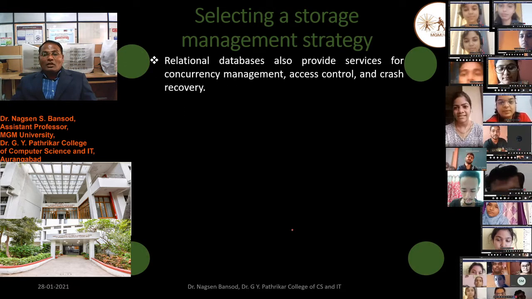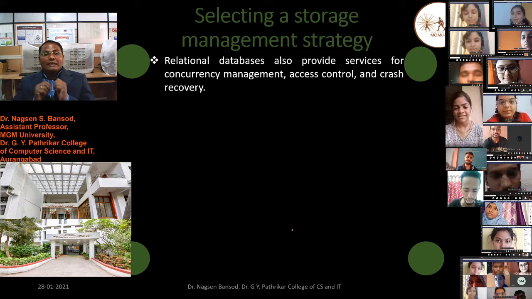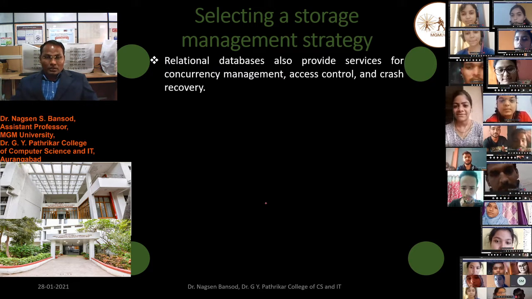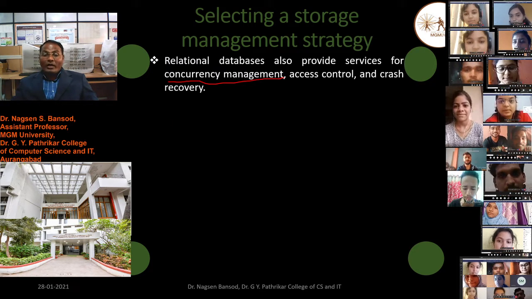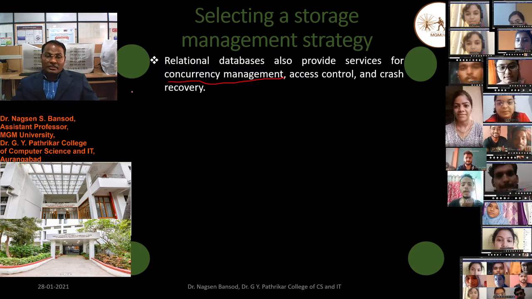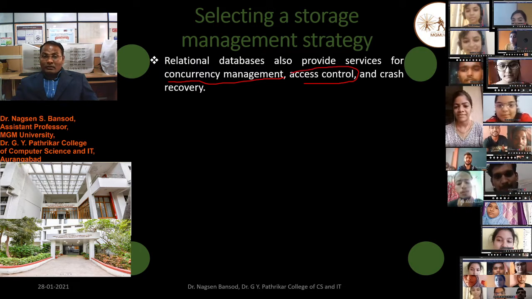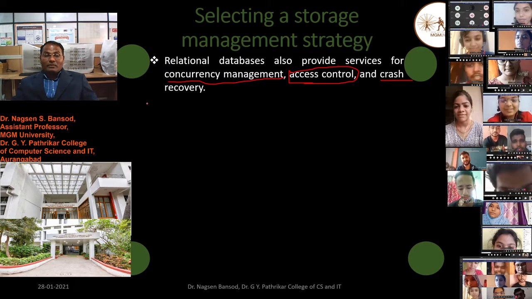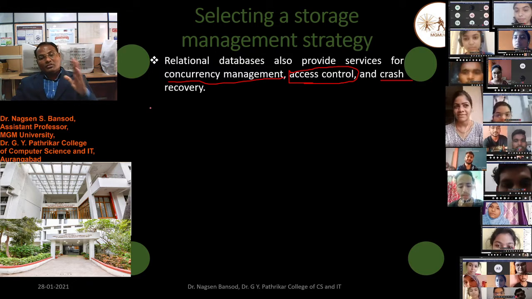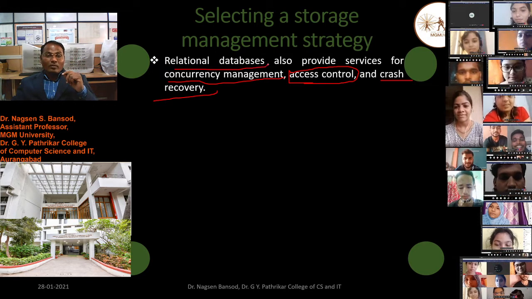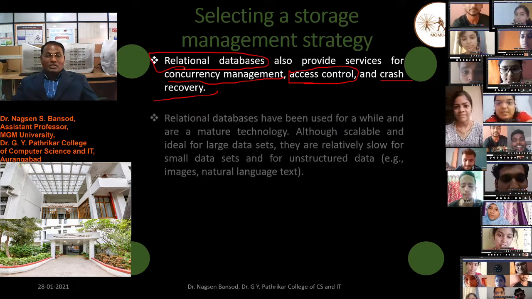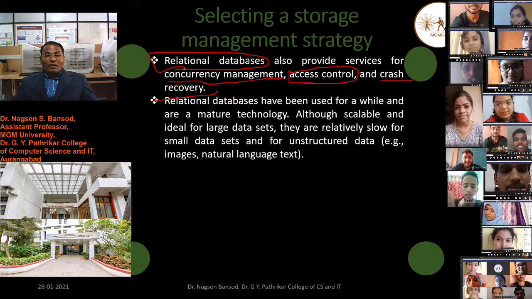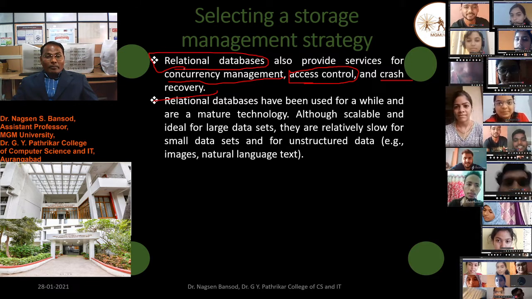Relational databases also provide services for concurrency management, access control, and crash recovery. Therefore this is widely used, because concurrency management is there, access control is there, we can provide security to the database as well as crash recovery. If data is crashed or corrupted in the system, we can recover the data with the help of the relational database management system. Relational databases have been used for a while and are a mature technology.